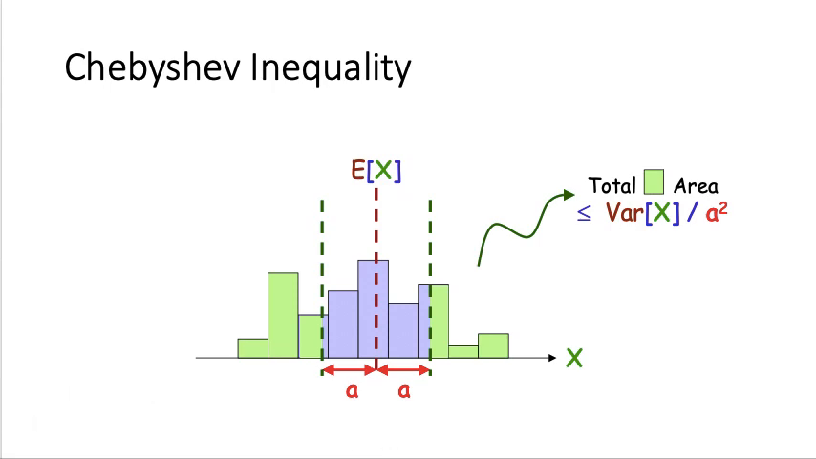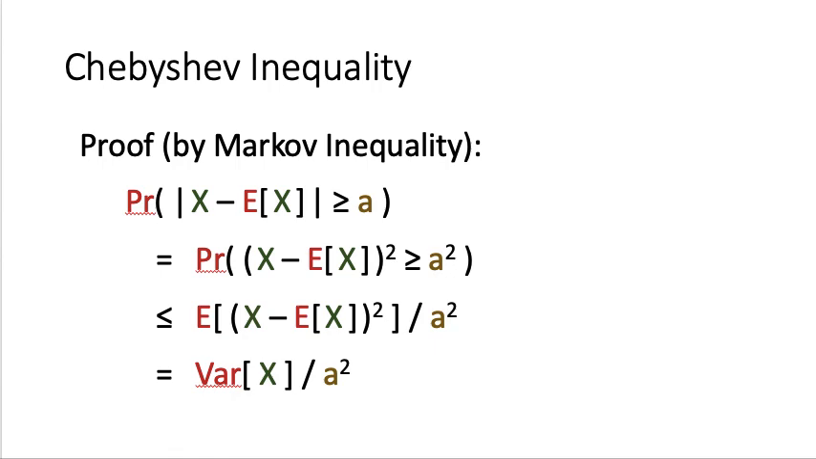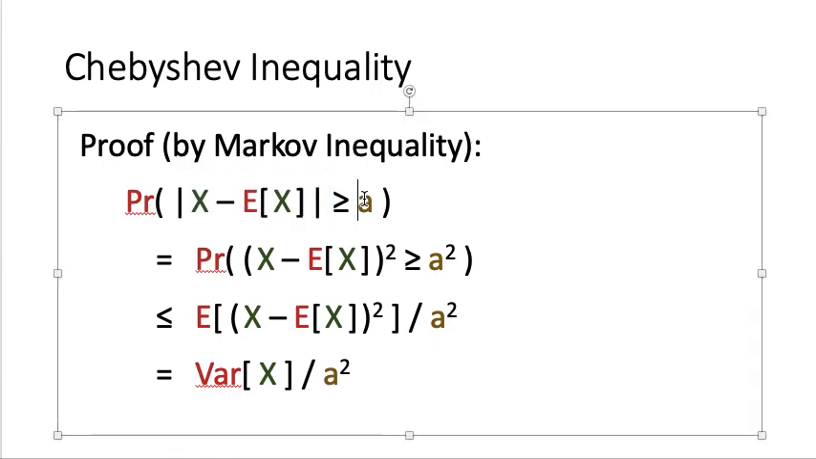Okay, so how can we prove this result? Actually, the proof is very interesting. We just need to apply Markov inequality, and then we can show Chebyshev's inequality is correct. So this is the left-hand side of Chebyshev's inequality: the probability that the absolute value of X minus E[X] is greater than or equal to a. When the absolute value of something is greater than or equal to a, it means that the square of this value is greater than or equal to a squared. So these two things are equivalent.